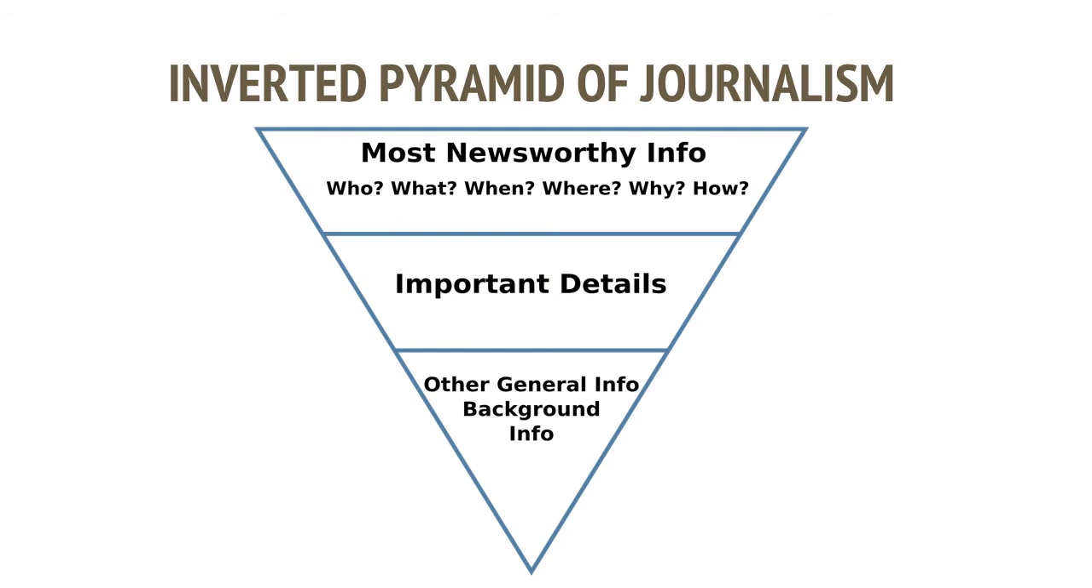I want to start by discussing the concept of inverted pyramid before we look at leads and headlines in detail. In journalism, news stories are organized using the inverted pyramid style, as you can see in the diagram. Here the information is presented in descending order of importance. This allows the audience to read the most important details quickly so they can decide whether to continue or stop reading the story.